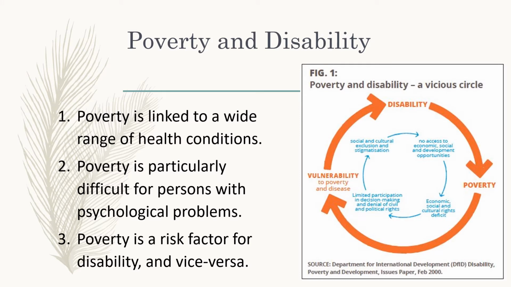Poverty and disability. Poverty is linked to a wide range of health conditions. Poverty is particularly difficult for persons with psychological problems. Poverty is a risk factor for disability and vice versa. So it's kind of a wheel, really, because disability leads to poverty, poverty leads to vulnerability, vulnerability to poverty and disease, which can lead to disability. It's a never-ending circle.